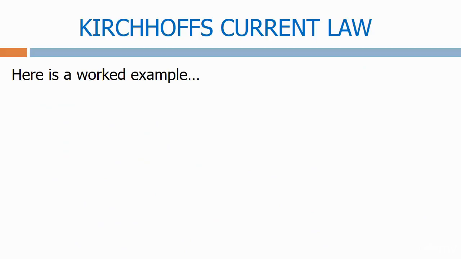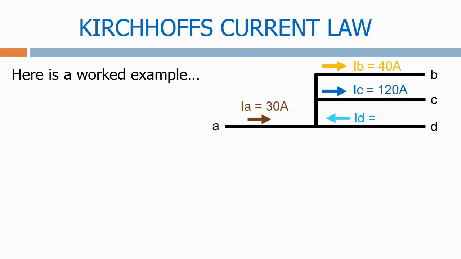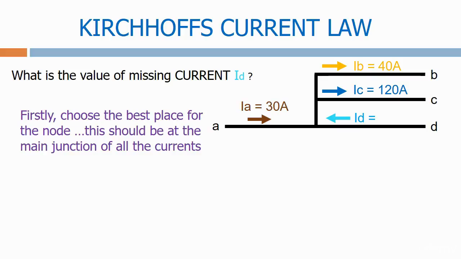Here is a worked example. Here we have a more complex network with ends A, B, C and D. Some of the currents are flowing into the network and some of the currents are flowing out. The question is, what is the value of missing current ID? Firstly, choose the best place for the node. This should be the main junction of all the currents. Here is the best place to put the node, where all the currents converge.